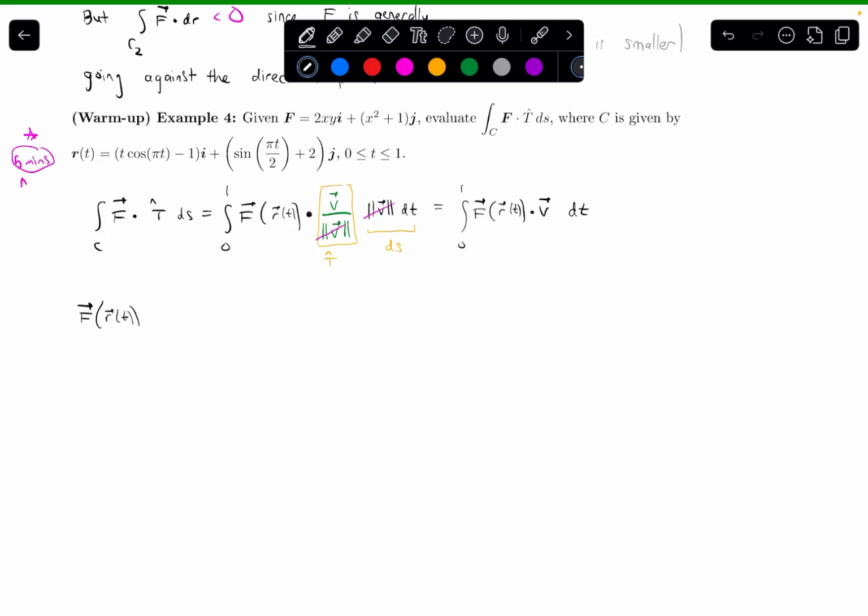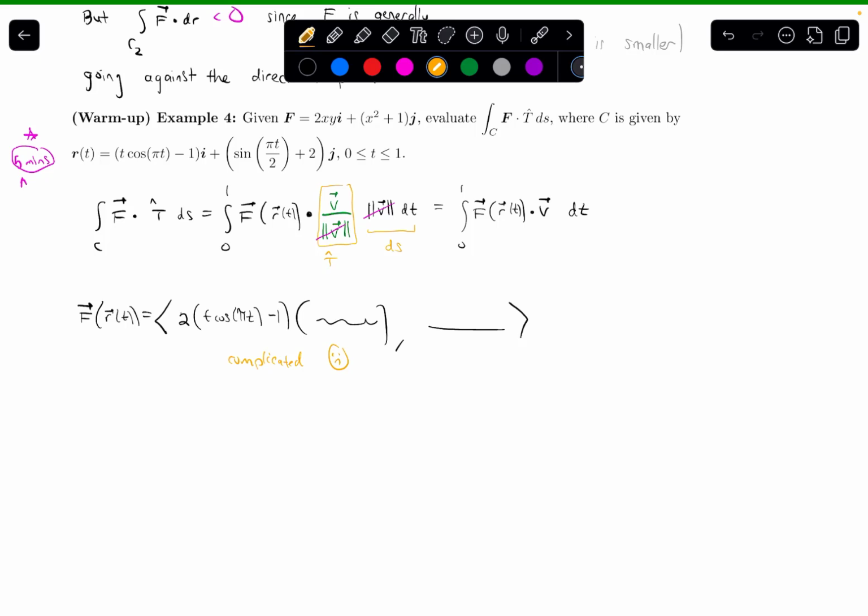If I do that, I would get a vector that has 2 times this x component, which is t cosine of pi t, minus 1 times y. Y is this big old thing in parentheses. I'm just going to put a squiggly line here, and then a comma, and then whatever the y component is when I plug in for that. I already notice that this looks very complicated. So I'm drawing a sad face. I'm really hoping that there's a better way to do this.